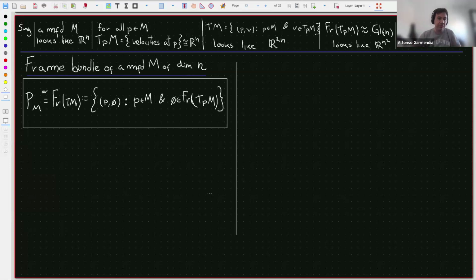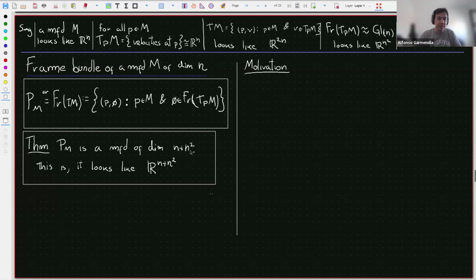So now to introduce the frame bundle: the frame bundle of a manifold M of dimension n, which I will denote by PM, usually denoted by P, or also frames of TM, are the pairs of elements: a point and a frame on that point, a frame of the tangent space at the point. And this is a manifold of dimension n plus n squared. And why is that? Well, because for p we have a configuration of Rn, and for phi we have a configuration of n squared. So this frame bundle will look like R^(n plus n squared).